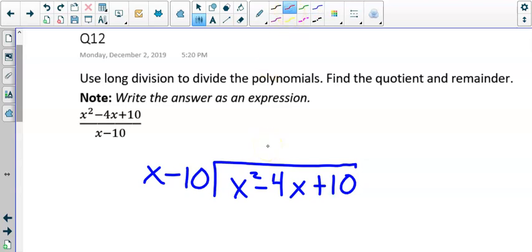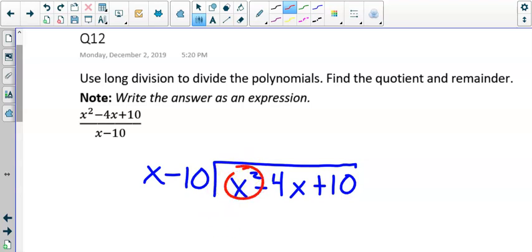Remember I told you in class that long division is just like regular division of numbers. It's all about getting rid of numbers and canceling stuff out. And you do it in 3 steps. So right now, who is it that we're trying to get rid of? We want to get rid of this guy.